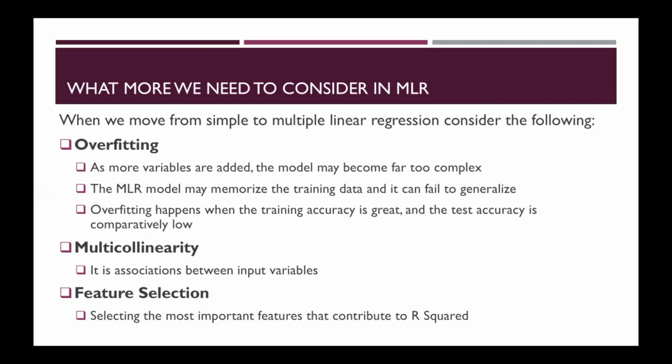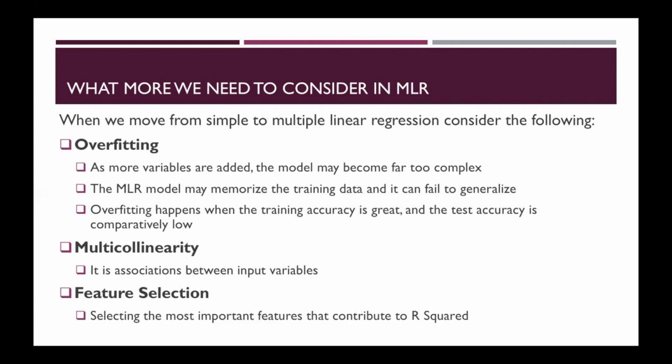Now, because the model is getting complex, the MLR model may memorize the training data and then it can fail to generalize. So what is the result of this? When the model works on the training data, we get very good accuracy. But when the model is used for the test data or the unseen data, then the accuracy falls down and the model fails, which is called overfitting.